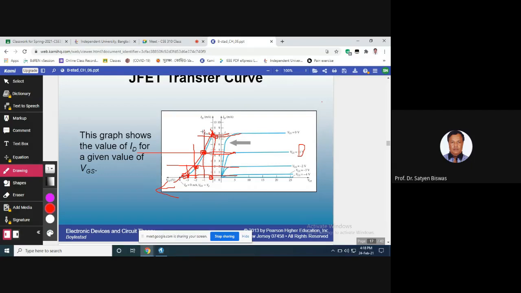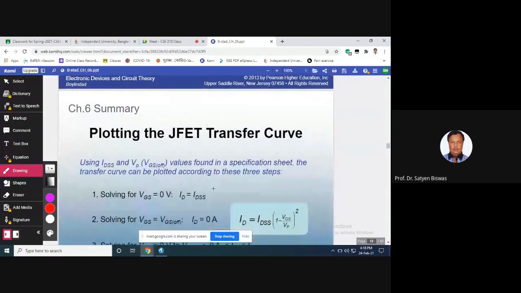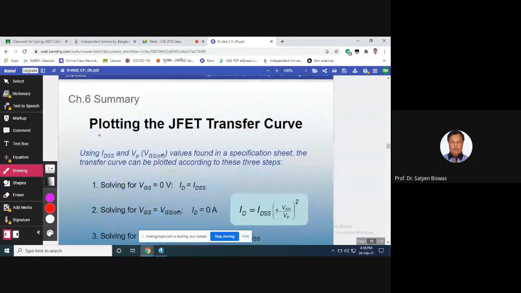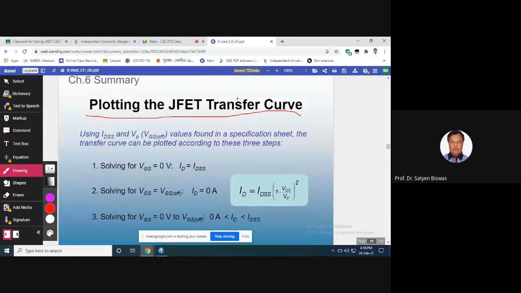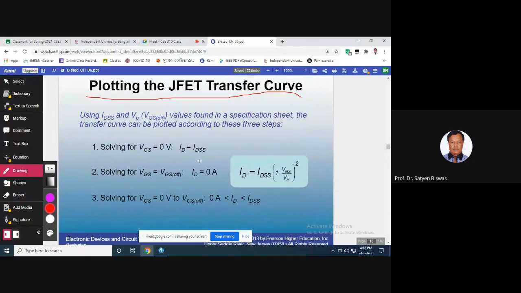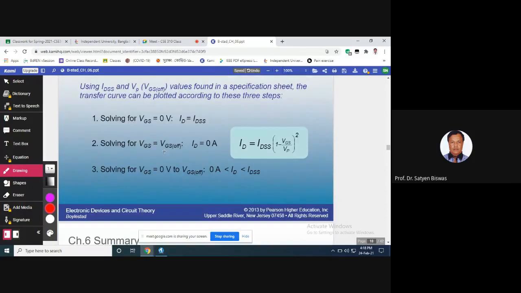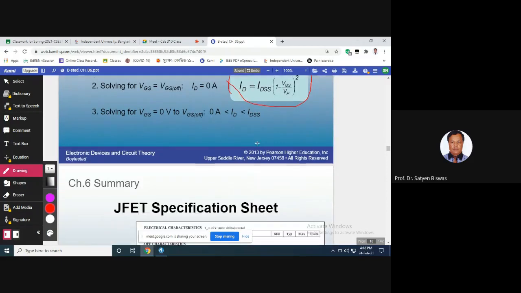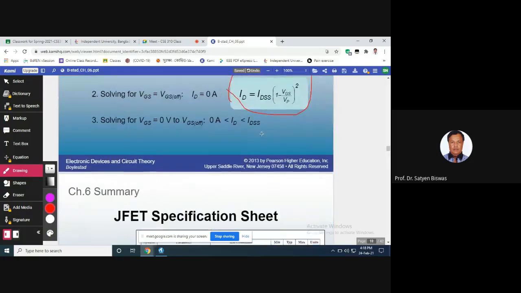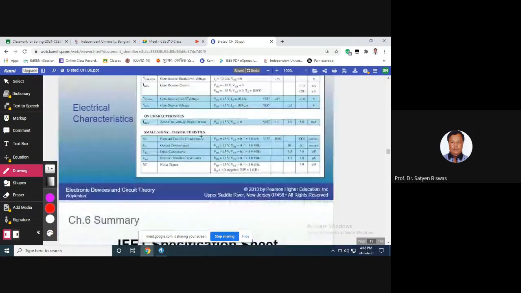Manually, we need to extend here, and the corresponding VGS, and then find the transfer characteristic curves. Here they said how to plot the transfer curve. You already mentioned it, right? Solving for VGS equal to 0, IDS equal to IDSS. Solving for VGS, ID, use this formula, right? This is a universal formula. Solve with this, put it on the sheet, and then get the curve.